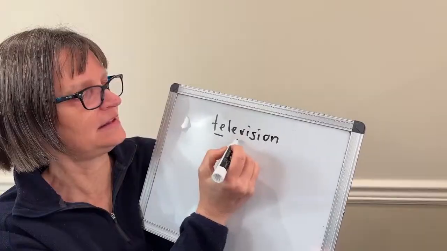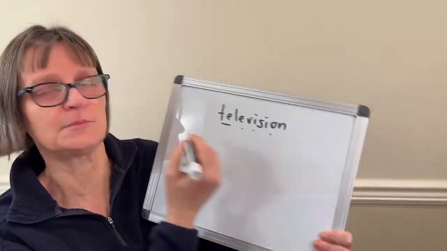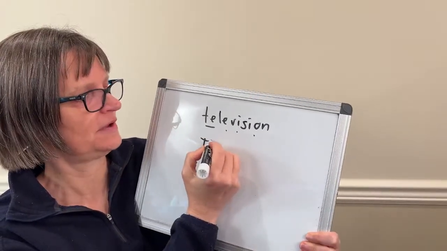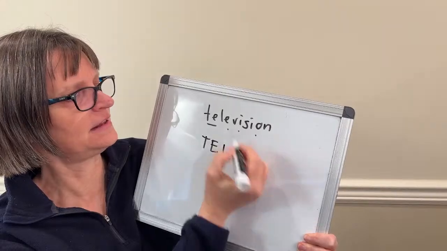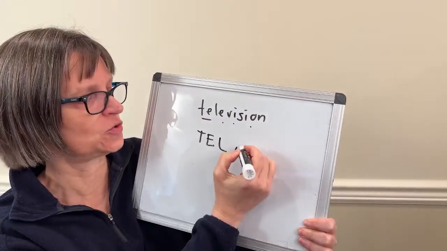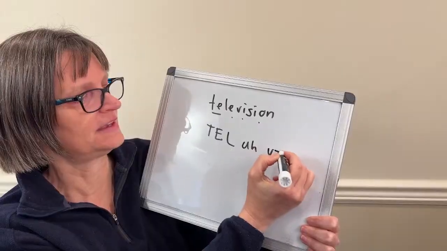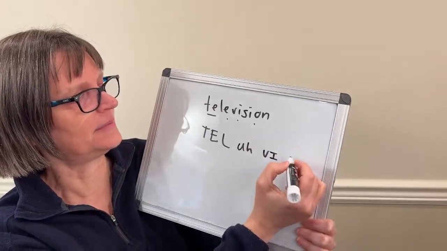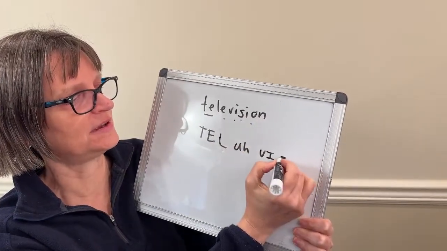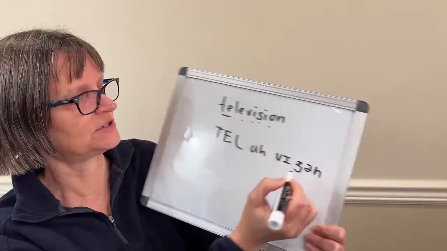So television, four syllables, first syllable stress. We have the vowel in tel. The second E is going to be a schwa because it's unstressed. And then we have the I sound in vision. And then this S is going to be a zh sound. I guess I switched here.